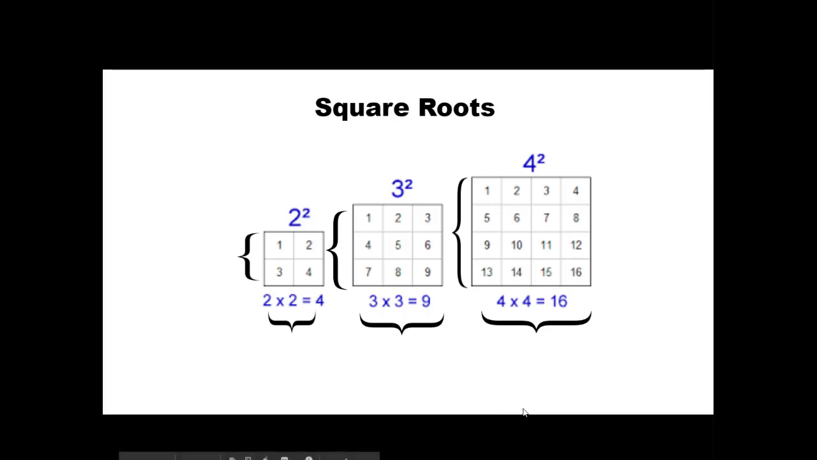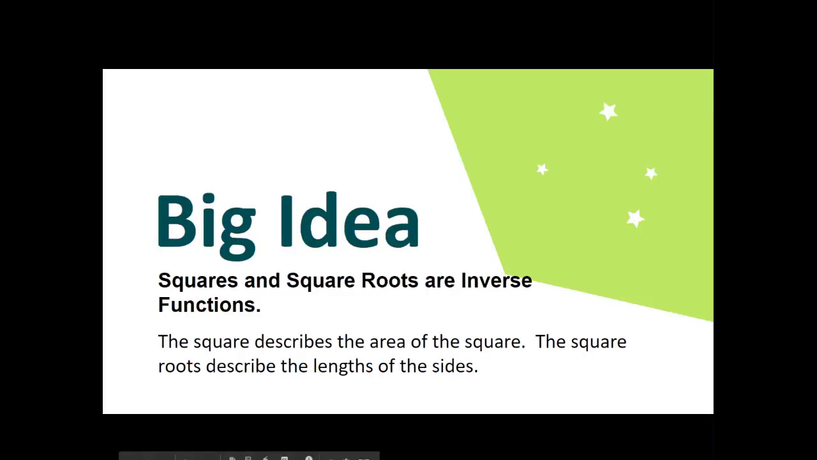We're going to need this idea of going from a square, which takes up area, and a side, which is just a distance or a line, in variance and standard deviation. So what's the big idea? Today's big idea is that squares and square roots are inverse functions. They undo each other. Squares describe the area of the square, the area that the square takes up, the units that are within. The square roots describe the lengths of the sides, the equal lengths of the sides.